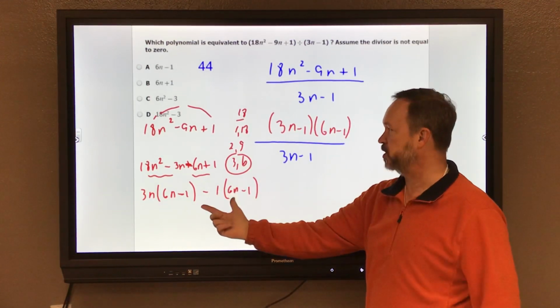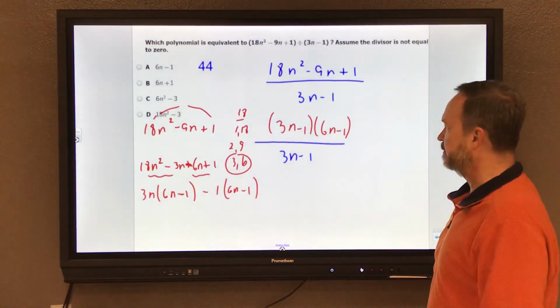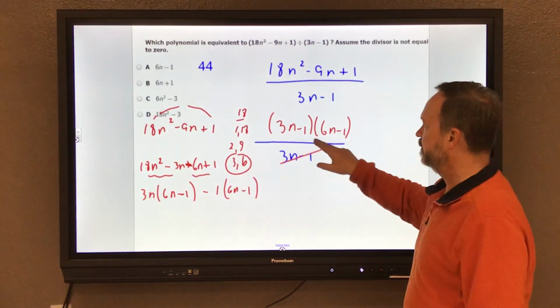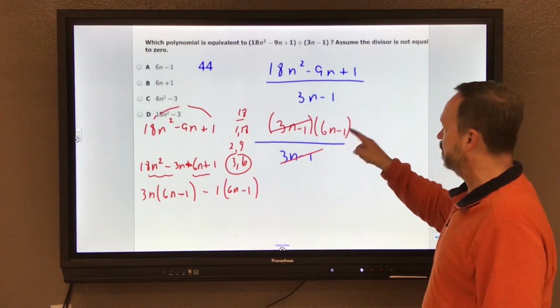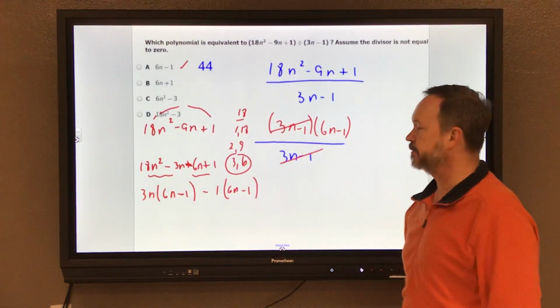The 6n minus 1 is the beautiful thing. The 3n minus 1 is the GCFs. And so what happens here? These two cancel, leaves me with 6n minus 1, which is answer A.